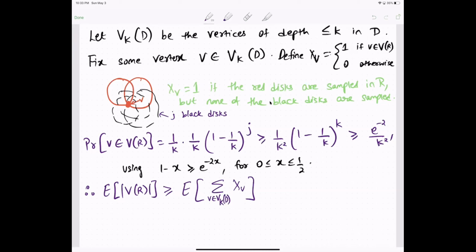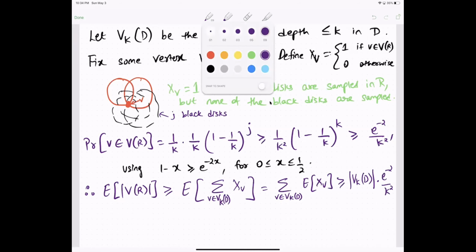And now this will be equal to, I can pull the summation outside by the definition of expectation, and the expected value of xv, because it's an indicator random variable, is just this, times k square. So this is just a standard calculation. Okay, so it turns out we are done.